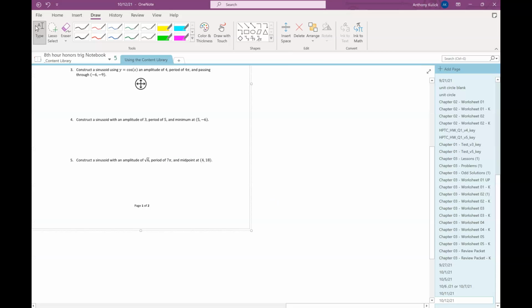Okay. So number 5 says construct a sinusoid. That means a sine or cosine function. Doesn't matter which. Where the amplitude is square root 6, not pi over 6. What am I saying? So that tells me the absolute value of a is square root 6.